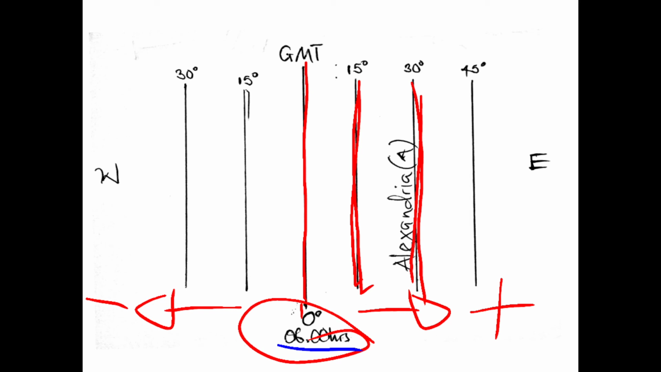However, if Alexandria maybe was lying on 15 degrees west, meaning that from 06 hours, 1 hour will be lost. So we're going to subtract: 06 hours minus the 1 hour, and then it will be 05 hours.